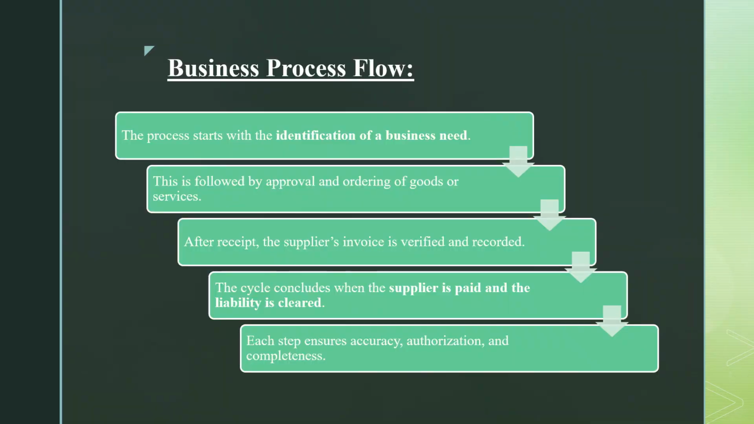Let's now understand how the expense cycle works step by step in practice. The cycle usually starts when a department identifies a need. For example, the admin department may need office stationery. First, a purchase request is raised. This request is reviewed and approved by management. After approval, goods or services are ordered, goods are received, and the supplier sends an invoice. The accounts department checks the invoice, records the expense, and then processes payment. The cycle ends when the supplier is paid and the liability is removed from the books. Each step exists to reduce error and prevent misuse of company funds.